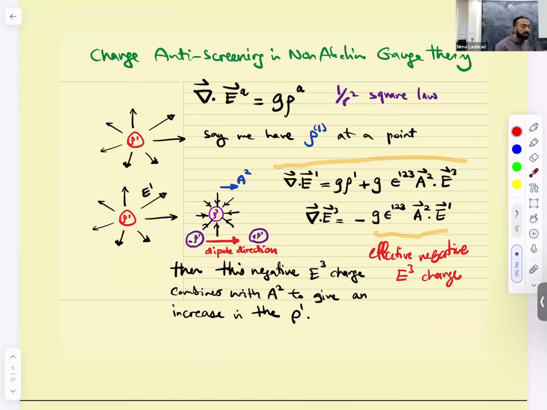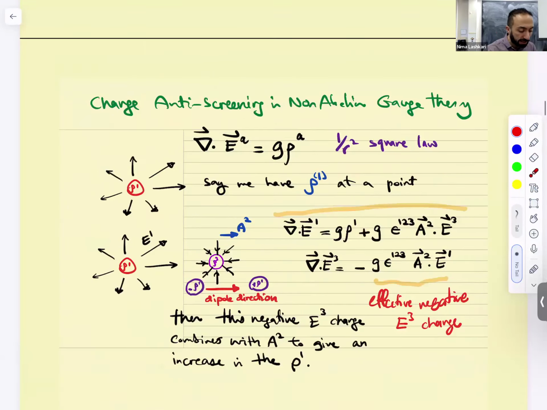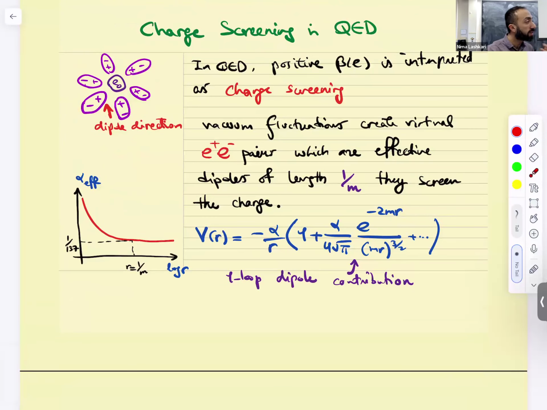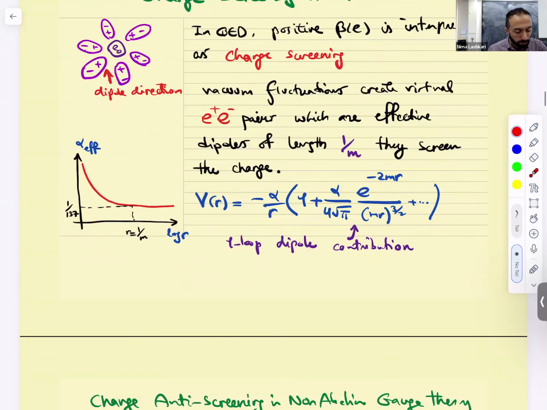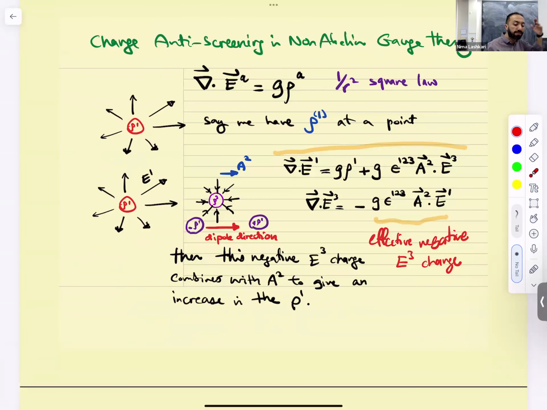In non-abelian gauge theory, what we have is charge anti-screening. So keep this picture in mind. What we're going to do is first put a non-abelian charge at some point, and see the effect of that on vacuum fluctuations around it and how they contribute to correcting the initial charge. Let's say we have SU(2). So your charge is rho 1, rho 2, rho 3. Let's just say we put some unit of rho 1.